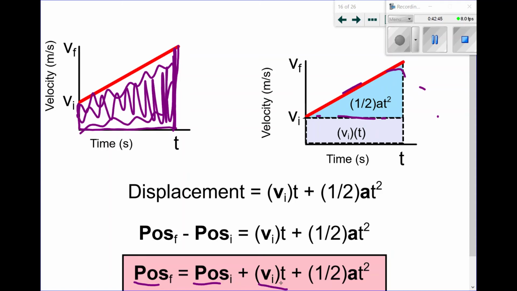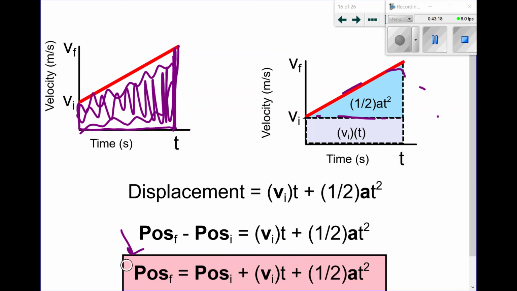Plus velocity times time. Well, that's a displacement. So that's a change in my position. Plus 1/2 a t squared, which is another displacement. So my final position is equal to my initial position plus the change caused by my initial motion plus any change caused by the acceleration. So that's how we write this down. Now, you do not need to have this equation memorized. We give you this equation, so you just have to know how to use it.